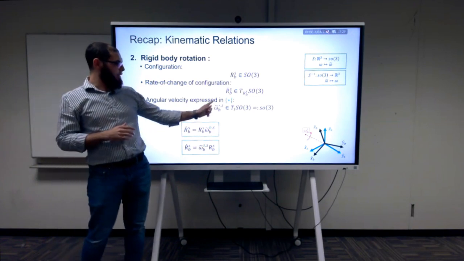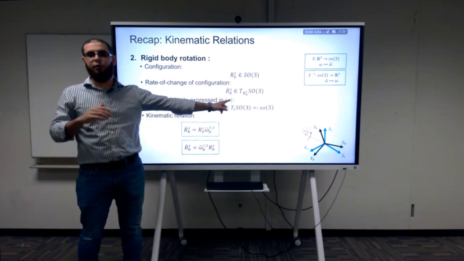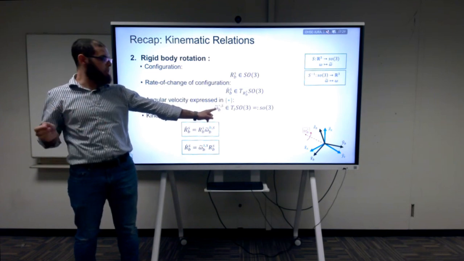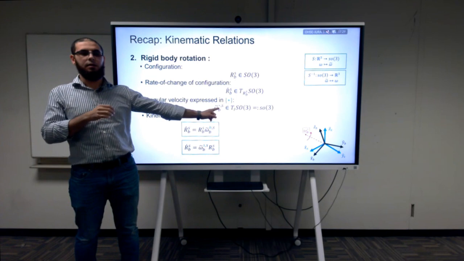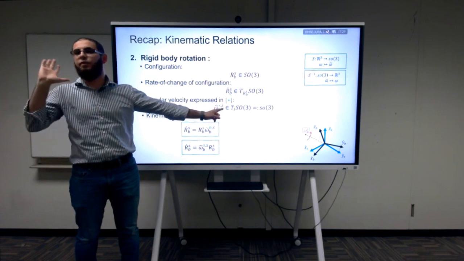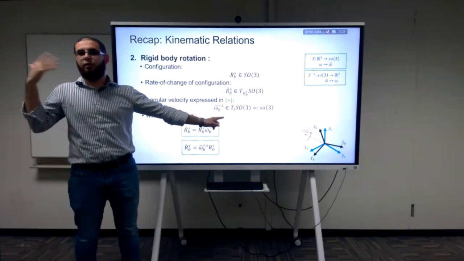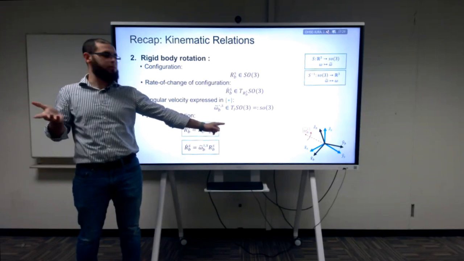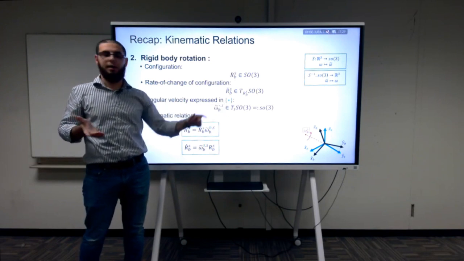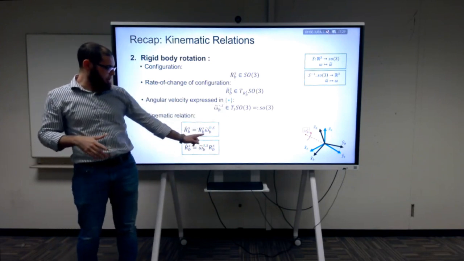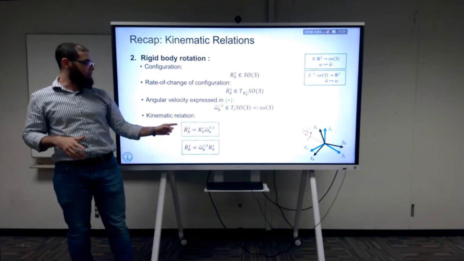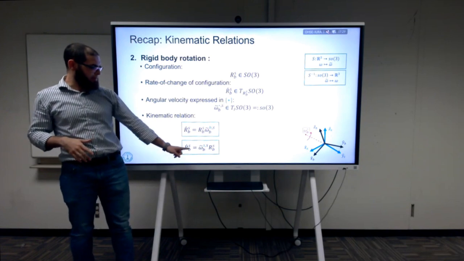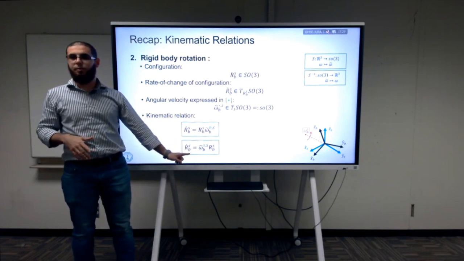And then here I represented this in frame star. So you can have this angular velocity of frame B with respect to frame S expressed in any frame. And the first two frames that come to your mind are what? Frame B and frame S. So I can represent this in frame B and frame S. If I represent it in frame B, then I get this kinematic relation between the rate of change of the configuration and the angular velocity. Or if I represent it in the frame S, I get this representation.